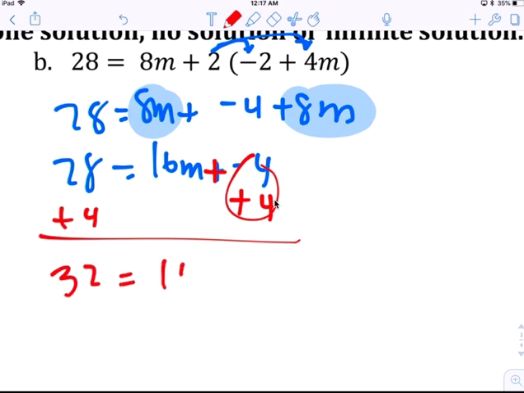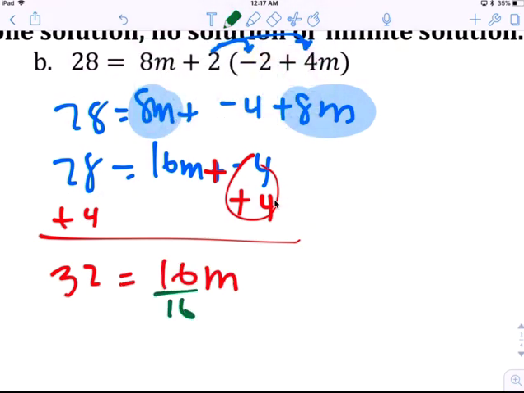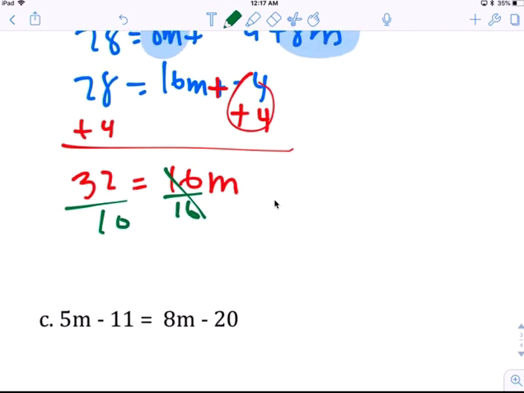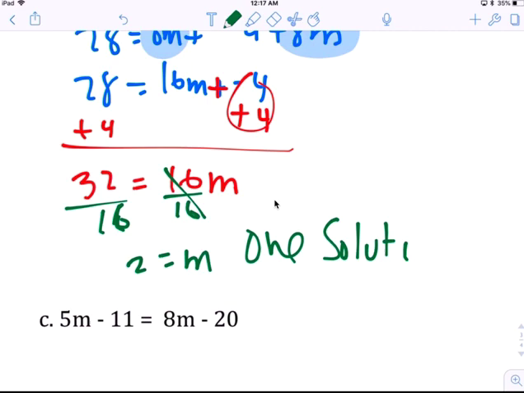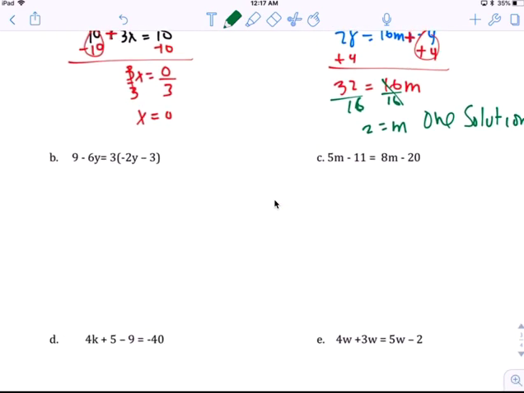32 equals 16m. Divide both sides by 16. Oh my gosh. One solution, right? It goes in 2 times. One solution. Okay. Next one.